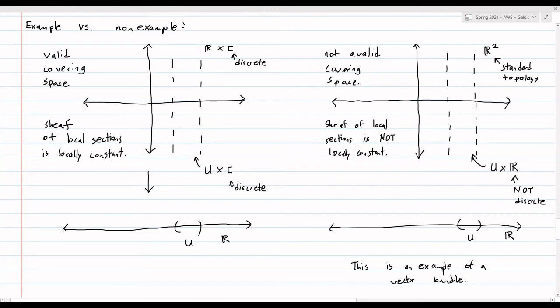And also the sheaf of local sections is not locally constant. If you look at a section on this open set, it's going to be some continuous map, and this need not be constant, whereas here they have to be constant.